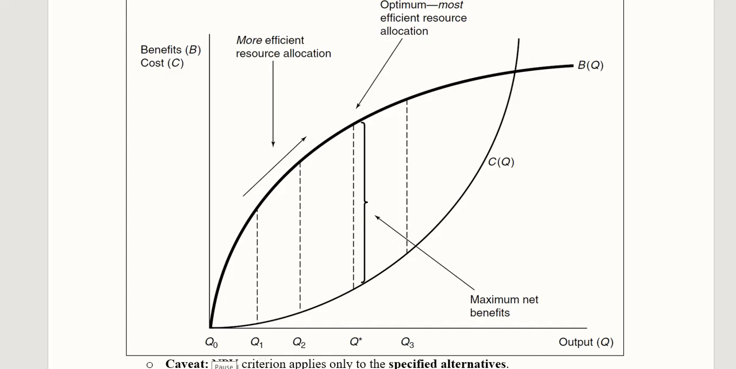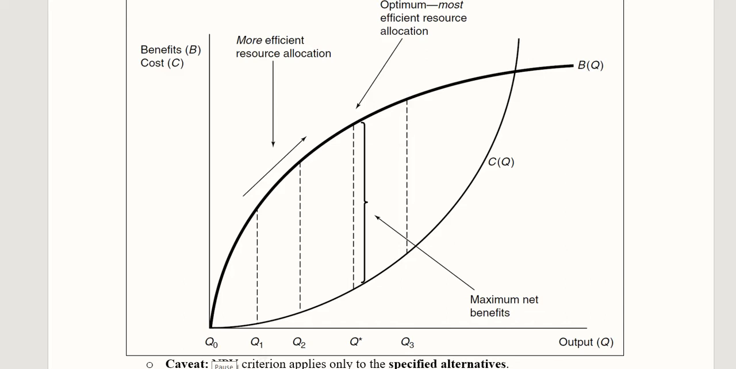Q0 is the output of status quo, that is, there is no intervention. So this Q asterisk seems to be the highest value, the most useful output, because in this case the distance between the benefits and the cost curve is the highest. So the maximum net benefits occur when we produce this much of the output. So the alternative related to this output is the most suitable alternative. Most efficient resource allocation is moving towards this point, and the optimum point is this one.